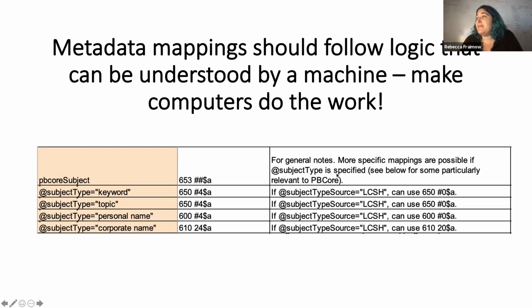And so that's an example of something where if you were feeding a bunch of PBCore records to a computer and you were saying, all right, we want all of these PBCore subjects to be turned into MARC subjects, the computer would look through and see if a subject type was set for those PBCore subjects, and then it would be able to move the contents into different appropriate MARC fields.